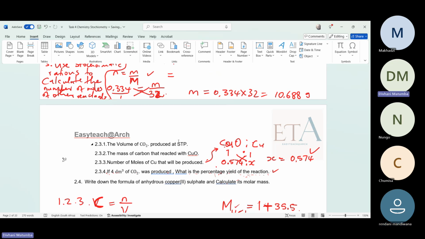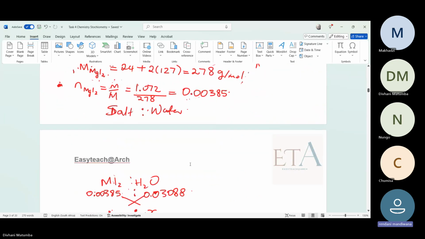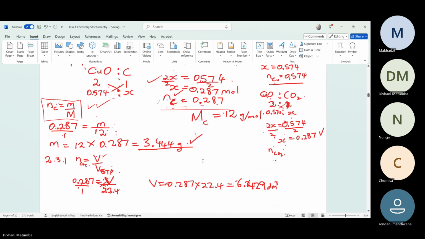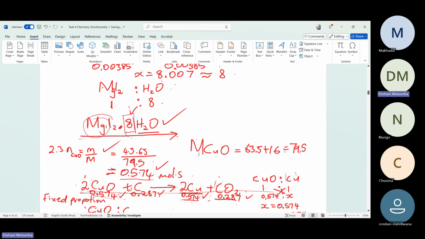Okay. n is equal to V over Vm, so we first get the number of moles and then we can substitute it into the formula. Okay, no problem. So you are saying we're gonna use the formula. n equals V over V at STP. Yes. And we're given that V is 4. I'm gonna put 4.